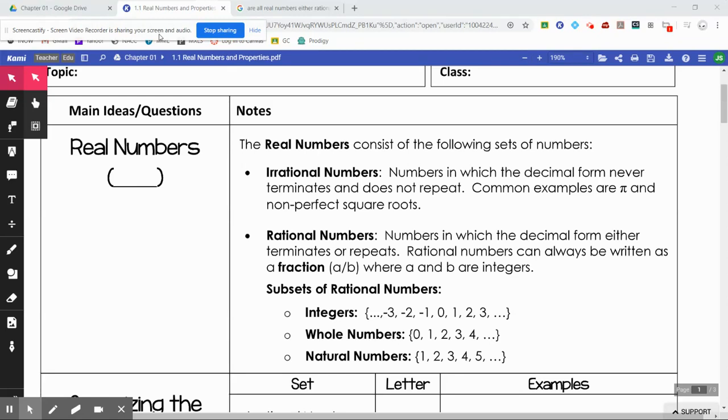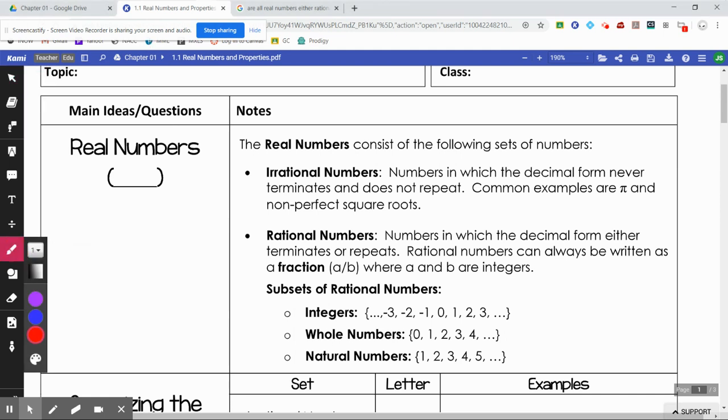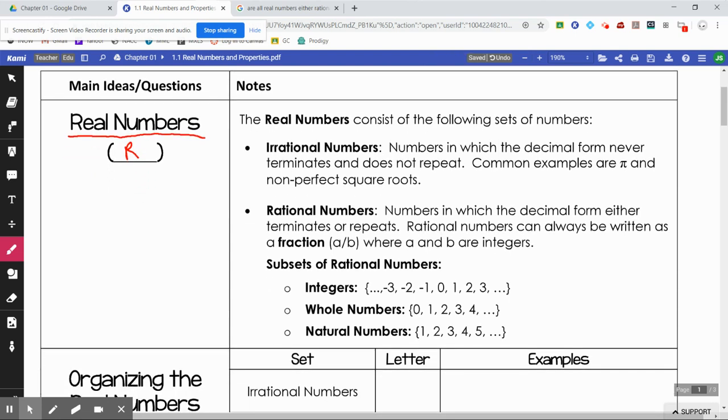Okay, in this video, we're going to be talking about all the different types of numbers that we're going to be working with in this course. And we're going to start out by defining each of them. And every one of these numbers we're going to be talking about are real numbers. Later on, we'll be talking about another type of numbers, but for today, we're going to be dealing with all the real numbers. The real numbers, abbreviation, capital R. Okay, the real numbers consist of the following sets of numbers.